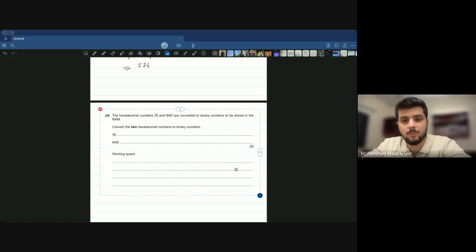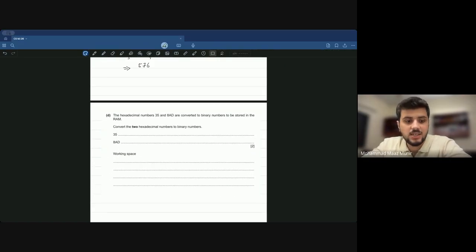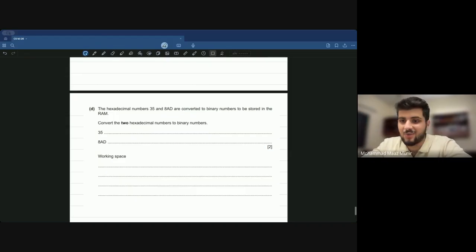Now look up here. This is one past paper question, and it is basically telling you that we have a hexadecimal number 35. Moise, you said that you should divide by 16. That is one other thing we'll discuss tomorrow. Do remind me about this 16 thing you say.